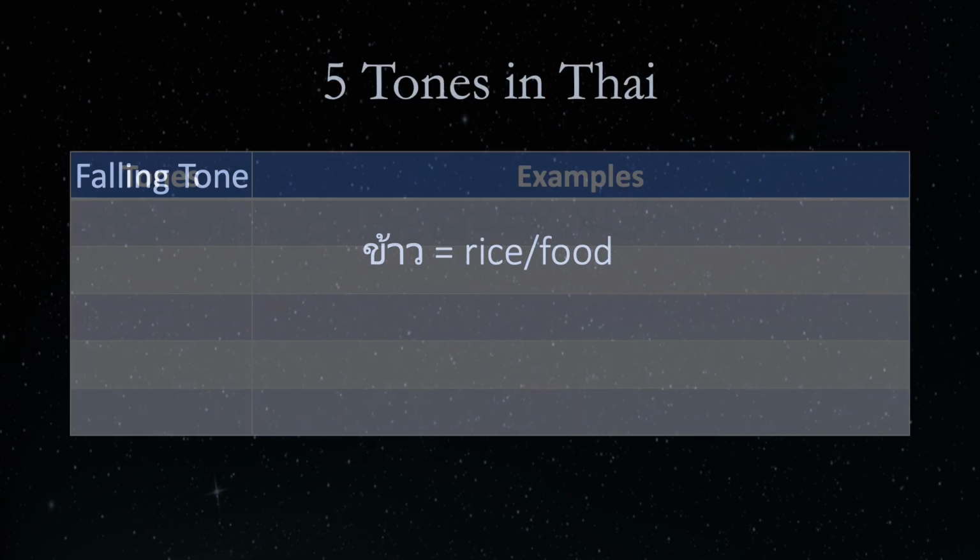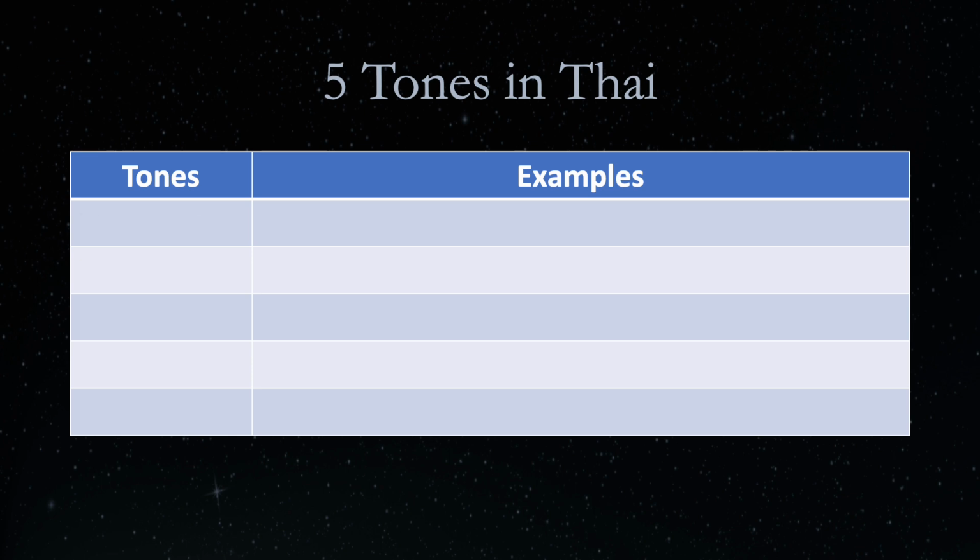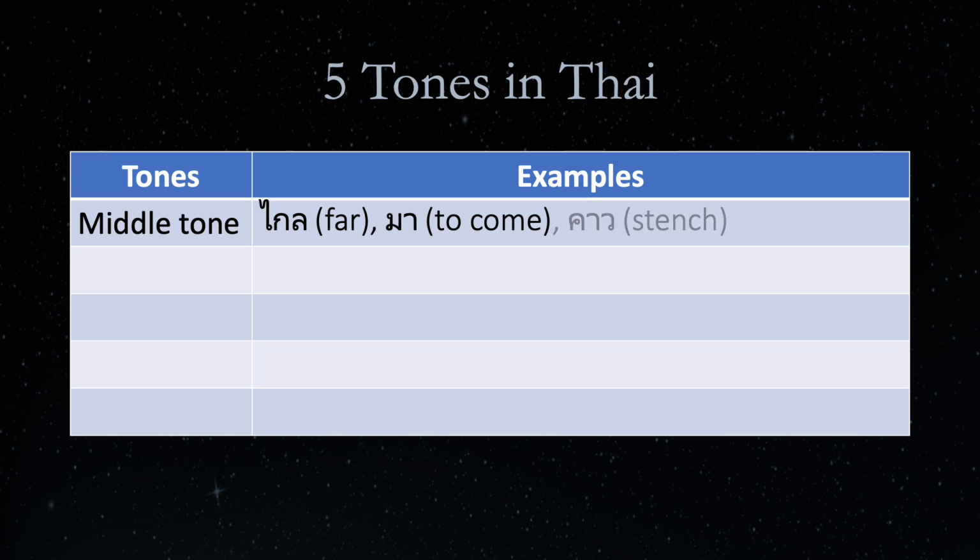Those are the five tones in Thai. The middle tone with examples: glai meaning far, ma meaning to come, kao meaning stench, and ti meaning to strike. Glai, ma, kao, ti.